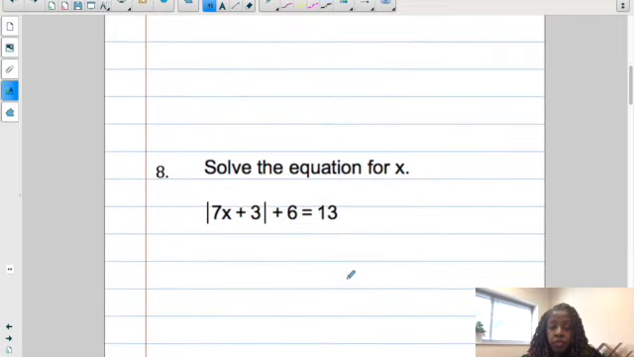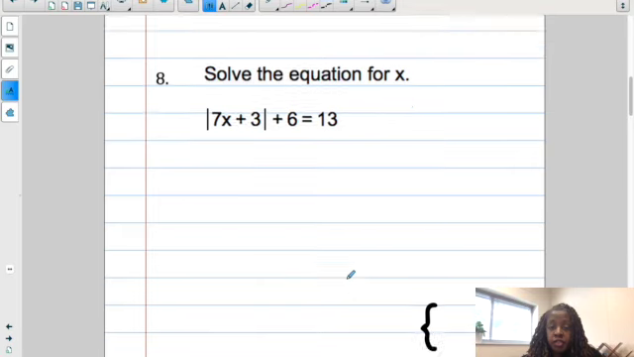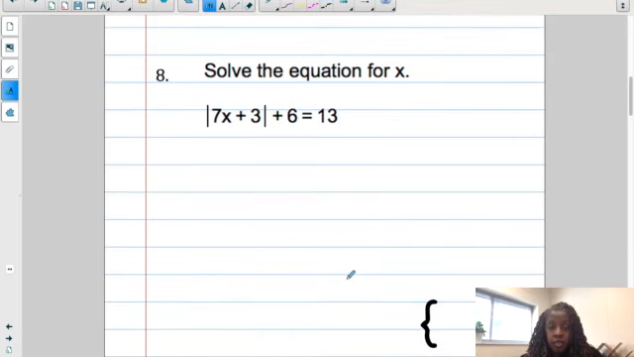Solve the equation for x. Now, with an absolute value equation like this, one of the main things that you have to do is isolate that absolute value all by itself to get it in standard form. What this means is you're going to move the 6 over with the 13. To move it, you're going to subtract it from both sides, because what thou doest to one side of thy equation, doeth unto the other side.